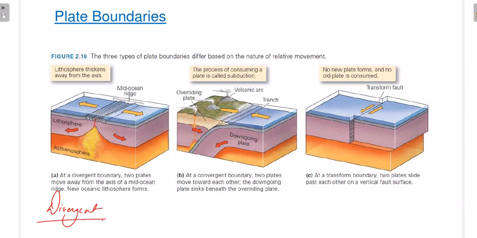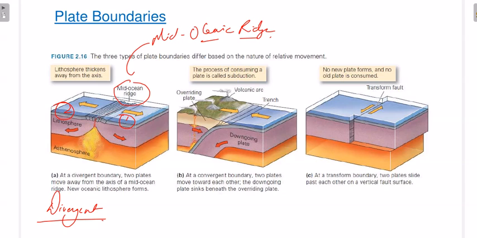Divergent. Okay, so here you can see this plate, the arrow of the plate, you can see one, let's say this is number one, this is number two. Okay, the first plate is moving away from the second plate in opposite direction. So in this case the landform which forms is the mid-oceanic ridge. Mid-oceanic ridge.